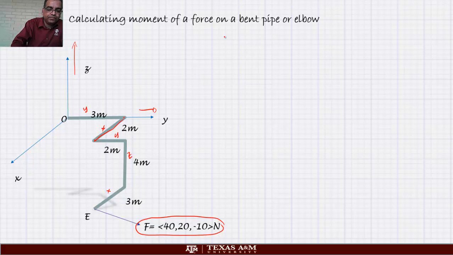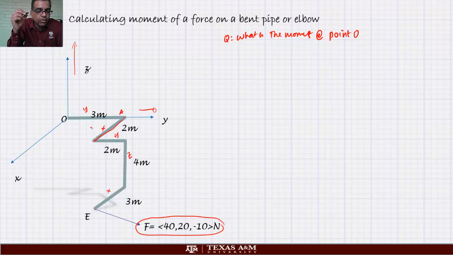The question is, what is the moment at point O? And how much bending is involved on the bar OA, and how much twisting is involved in the bar OA. So let's see what we need to do.